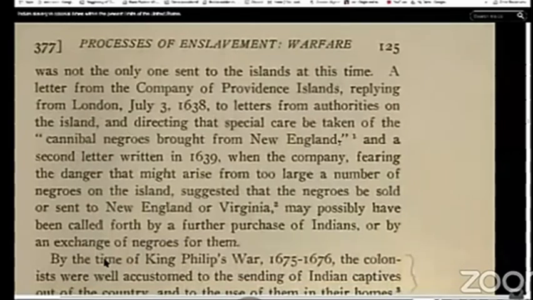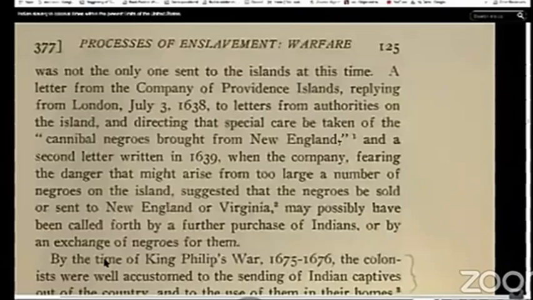What did I just tell you? I didn't know this was in this book too. But I just told you, and I was going to show you the actual book this is quoted from. I have it, but you can see it right now. I ain't going nowhere. So this letter said, you need to take special care of these cannibal Negroes brought from New England. They're talking about Pequot, American Indians, because they were rebelling and kicking their ass up there. So they said, take special care of these cannibal Negroes. They had to add the cannibal in there, right?